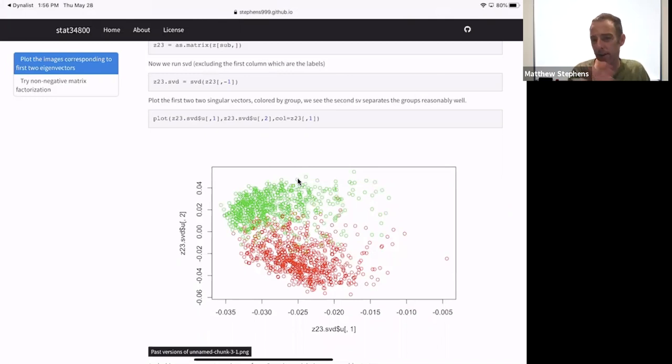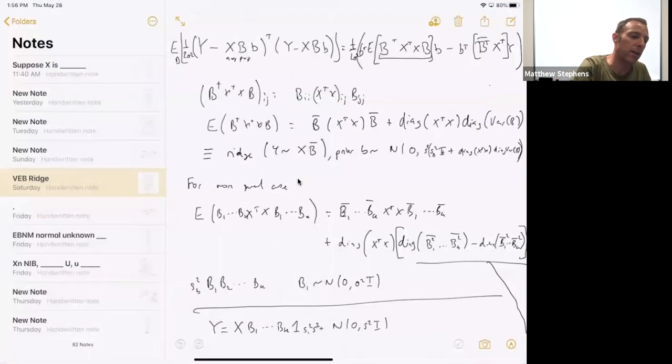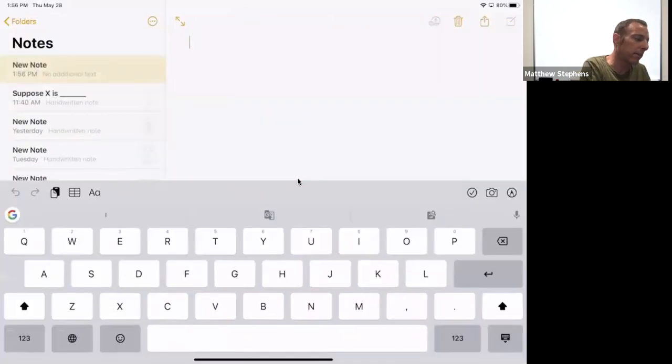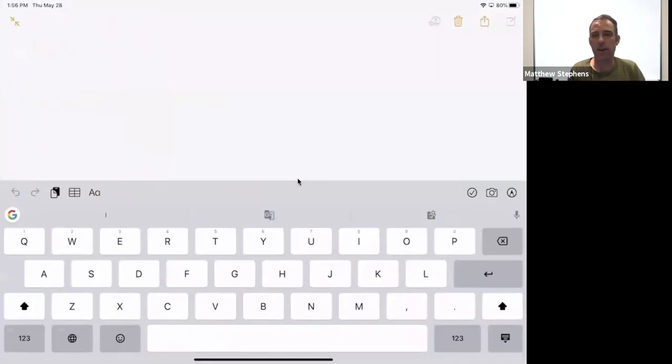So the way to think about it is we're going to try and represent each image as a linear combination of two, quote, eigen images. Right? So that's the way to think of this. Okay, so let's see what we're doing.